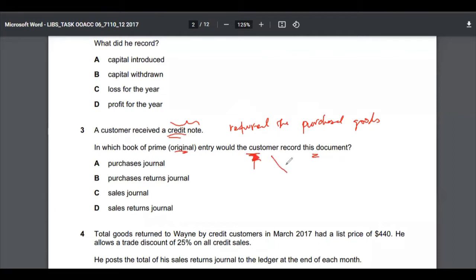It could also ask from the seller's perspective, but the question is not from the seller's perspective, it's from the customer's perspective. So where the customer is going to record such a transaction, it is going to be purchase returns general. Because the customer purchased and then later returned, maybe because the goods were faulty, or maybe the customer did not want those goods and returned them. So they will be recorded in purchase returns general. So the answer to multiple choice 3 is option B.